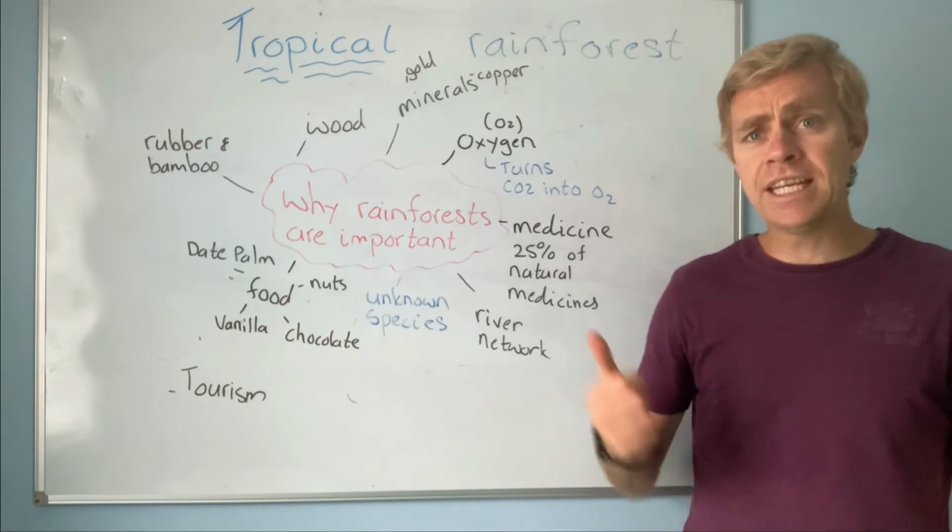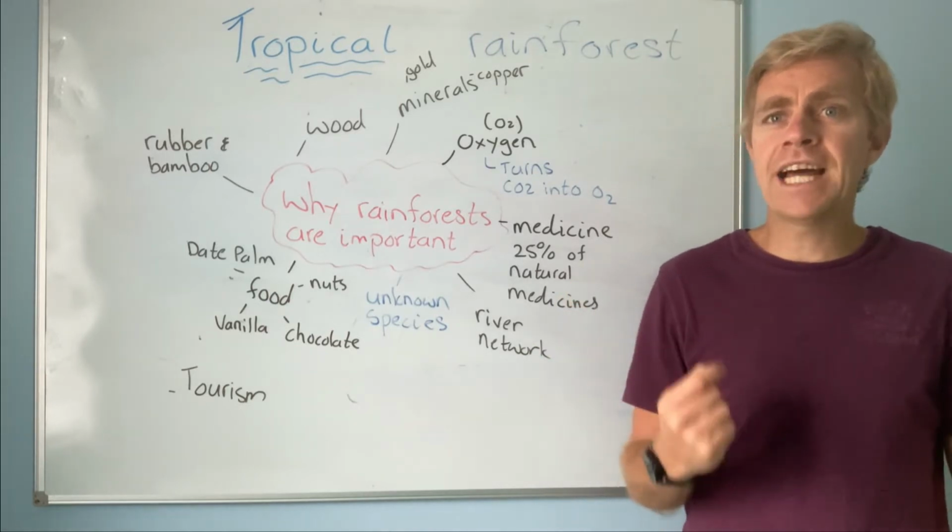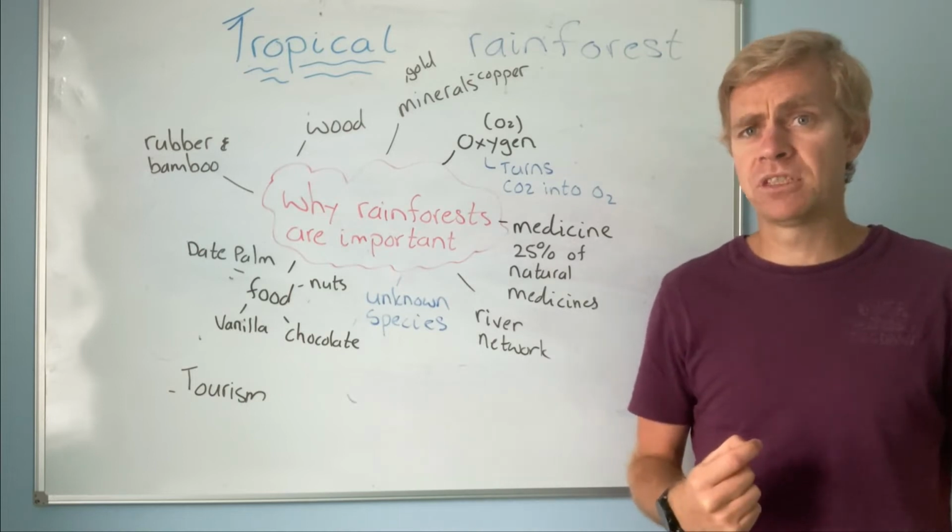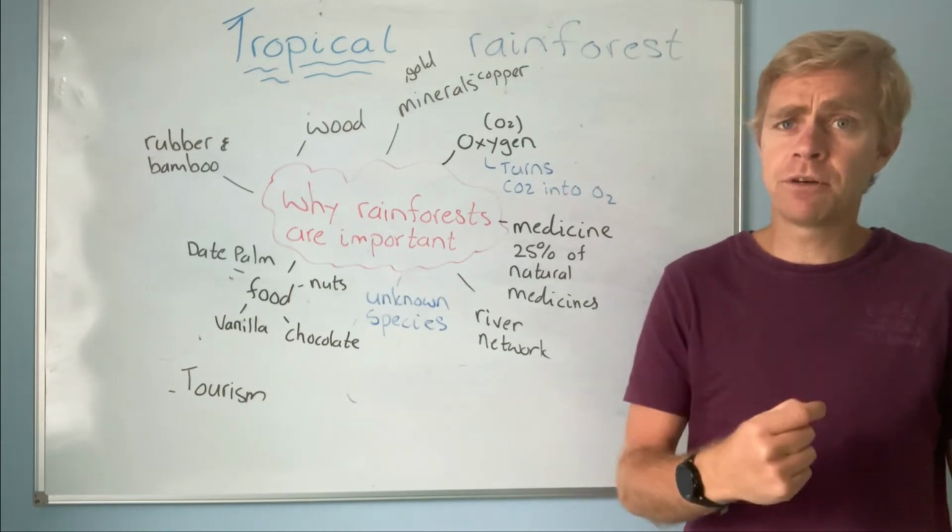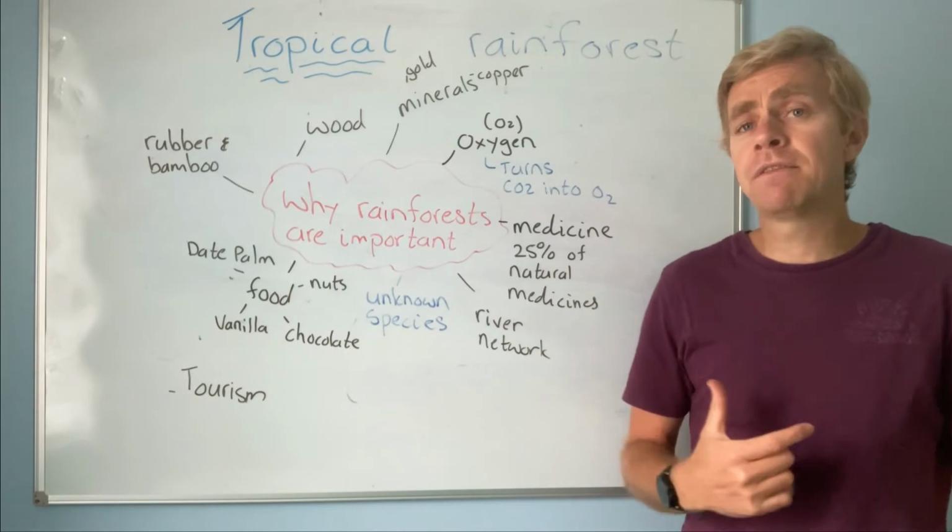Another thing that's quite important is 25% of all natural medicine come from rainforests. That's a really high percentage. If we lose rainforests, that's a lot of medicines that we might not be able to find cures for.